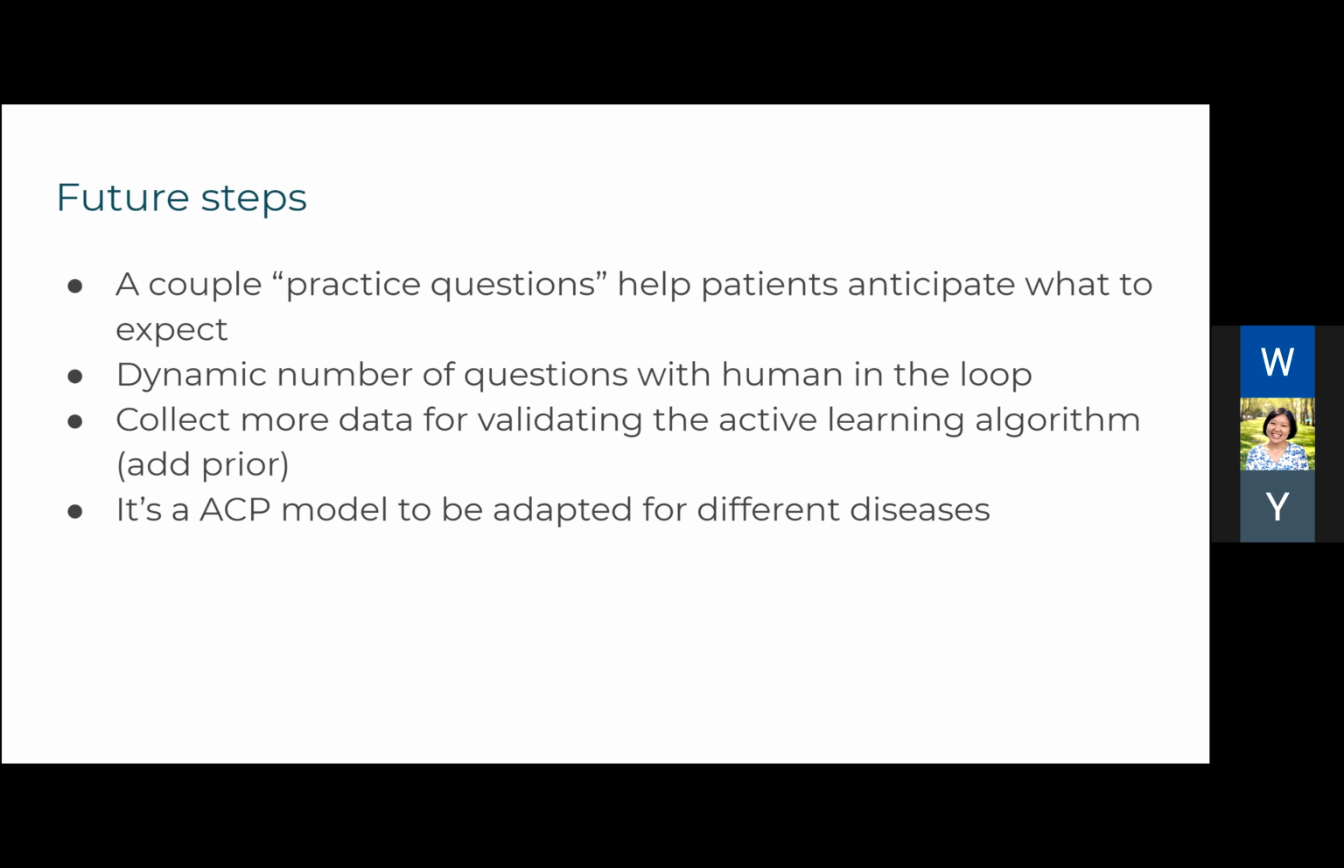Obviously, we could collect more data for validating the active learning algorithm and probably add a prior to the active learning. The last one is for the ACP model to be adapted for different diseases. Right now, we only cover stroke. We could potentially cover more diseases as we get more domain help from other medical experts. Yeah, that's pretty much it.